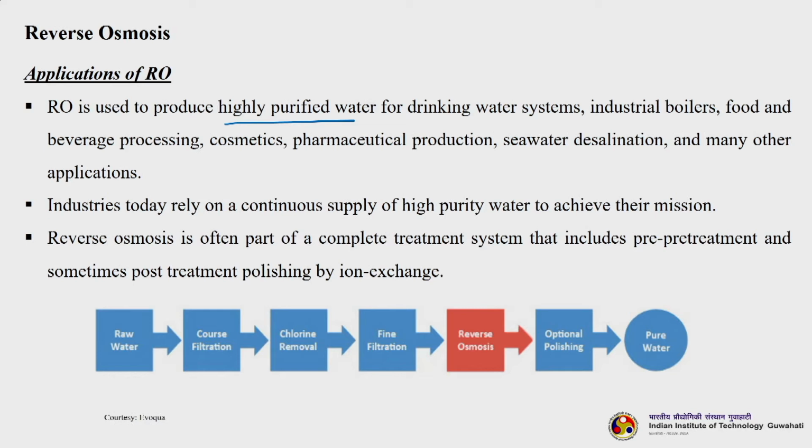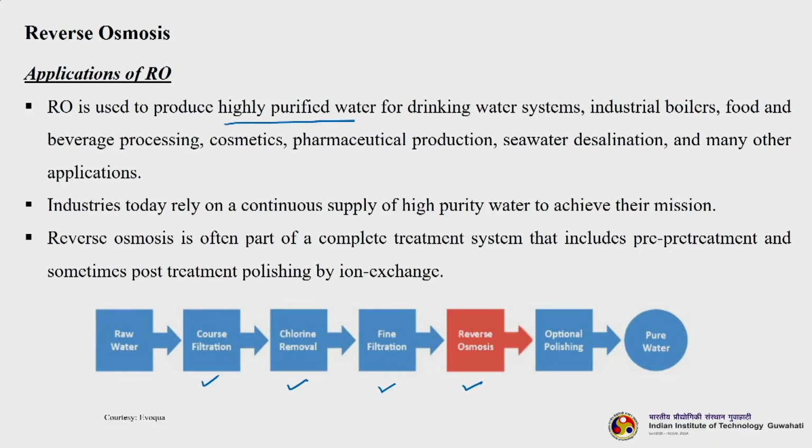You can see one schematic representation here. This is how the raw water actually gets purified. Water is initially filtered using a coarse filtration system, where you remove different types of suspended materials, grit and so on. Then it goes to another process, a tank where the chlorine is removed, because the presence of chlorine is very bad for most of the membranes. So, chlorine has to be removed.